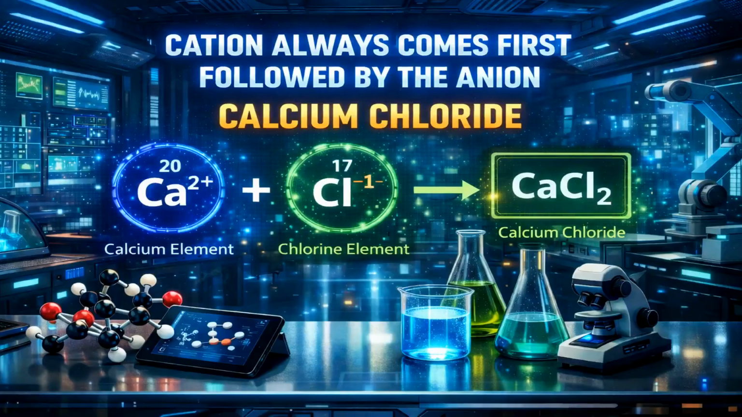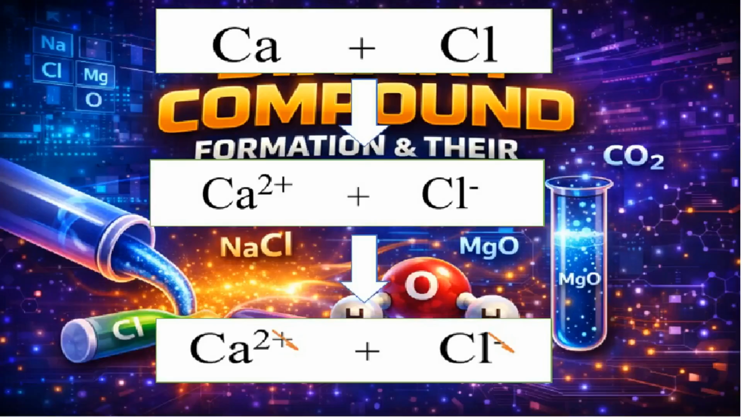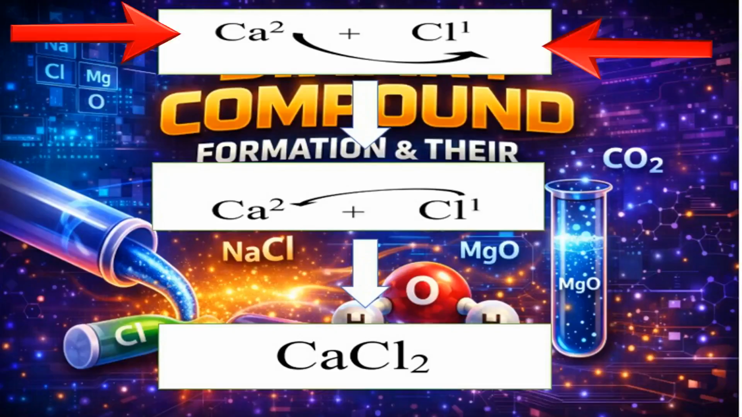Let's use calcium chloride as an example. It is a combination of calcium and chlorine elements. Add the charges of calcium and chlorine to each element. Their positive and negative signs cancel out, and their superscripts exchange positions as subscripts.